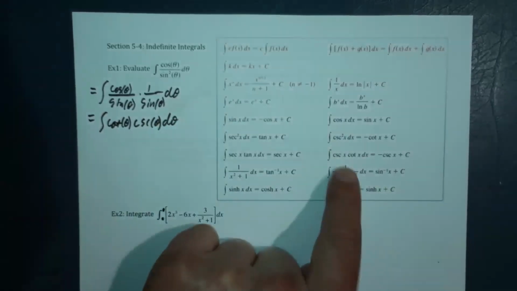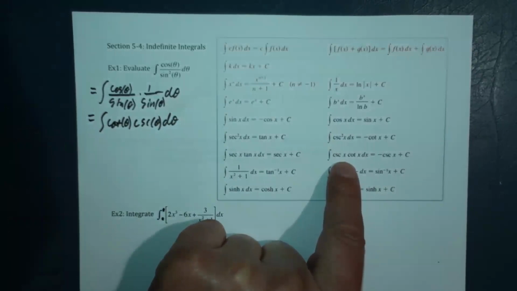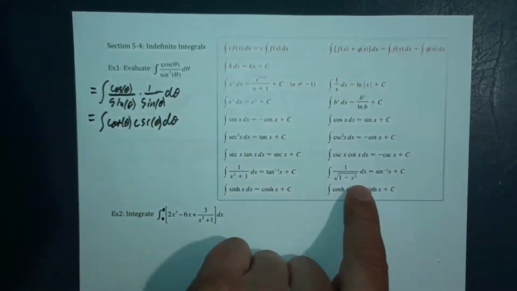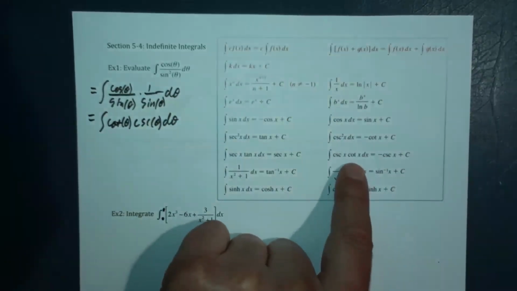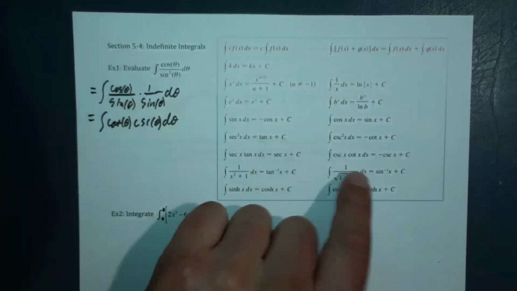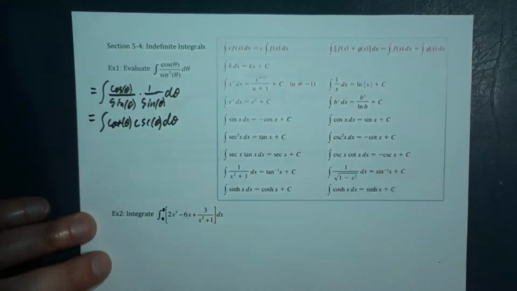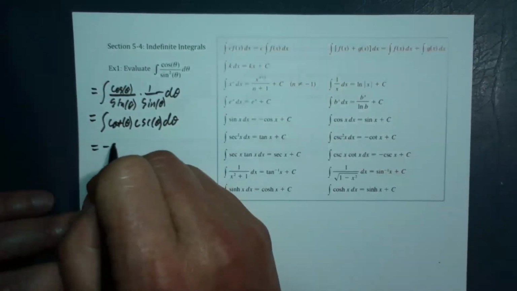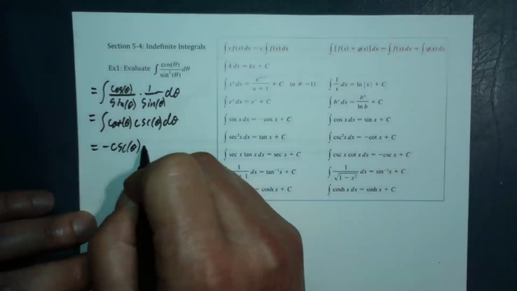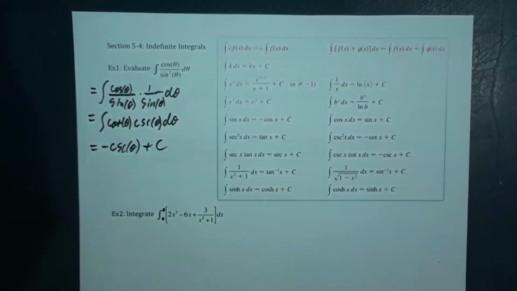And I want us to come over here. And this is sort of a list that you're going to need to know of all the basic ones. So when we hit section 5.5, we're going to have variations on all of these. So this integral is going to be negative cosecant. And don't forget our friend plus c.